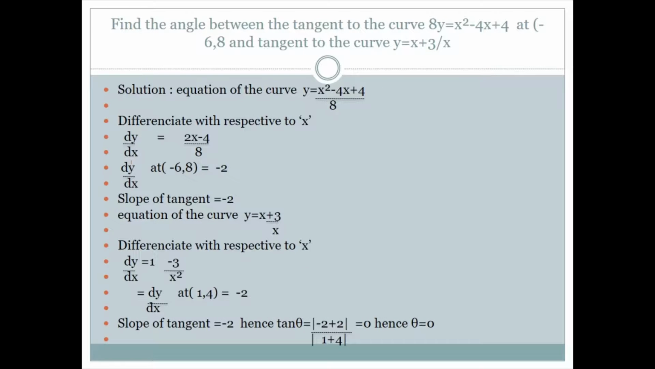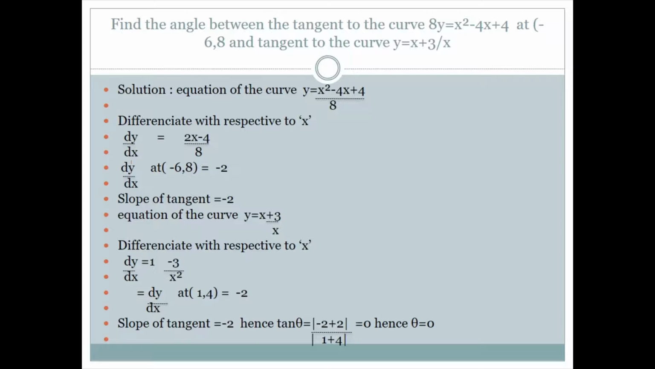Next example, find the angle between the tangent to the curve 8y is equal to x square minus 4x plus 4 at minus 6 comma 8, and the tangent to the curve y is equal to x plus 3 upon x. Solution. Write the equation of the curve y is equal to x square minus 4x plus 4 upon 8. Differentiate with respect to x. dy by dx equal to 2x minus 4 upon 8. dy by dx at minus 6 comma 8 is equal to minus 2. Therefore slope of tangent is equal to minus 2.